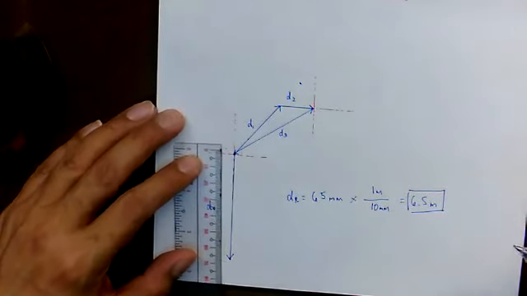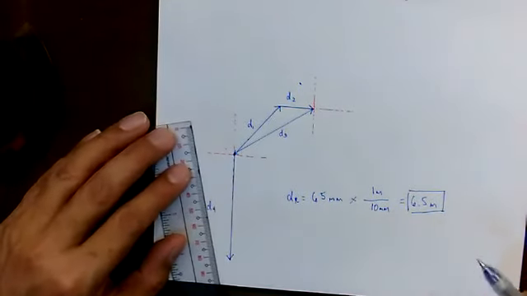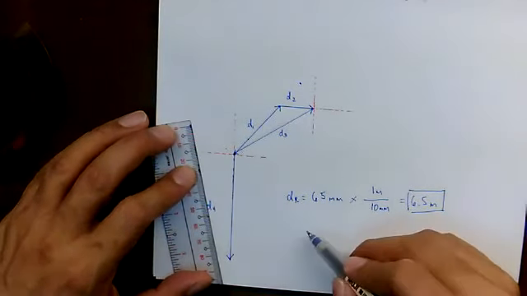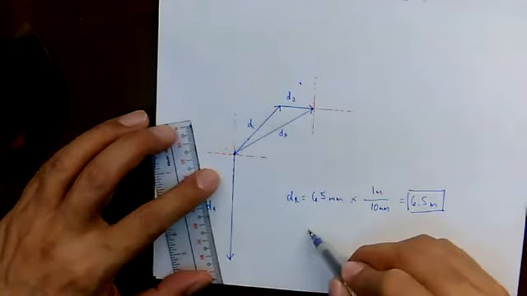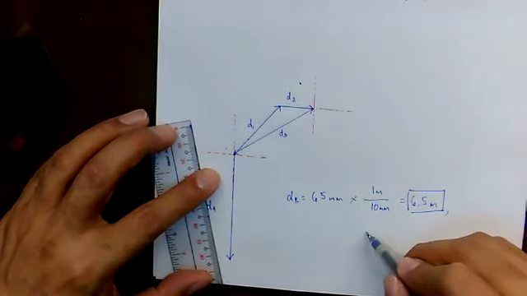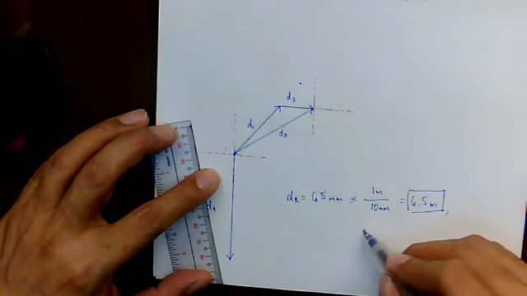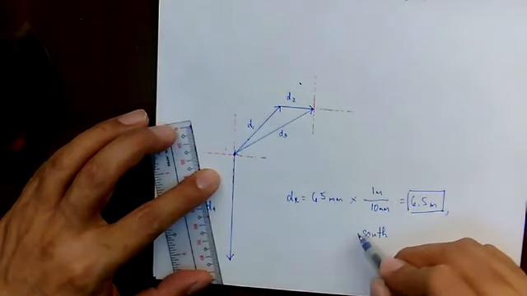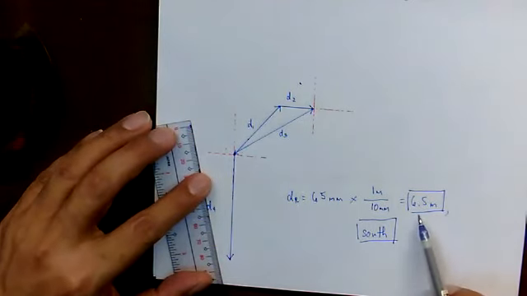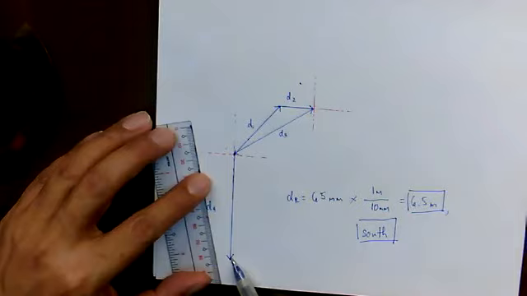Now the direction is almost south, so we can just say south. You don't have to compute using arctan anymore. So the direction is south. This would be our final answer. The resultant magnitude is 6.5 meters. The direction is southwards.